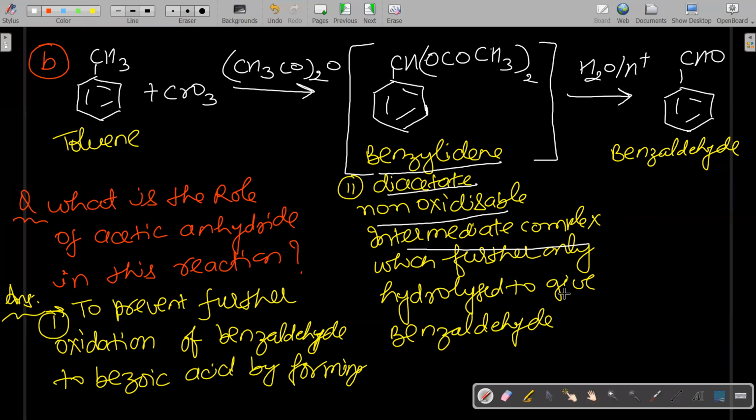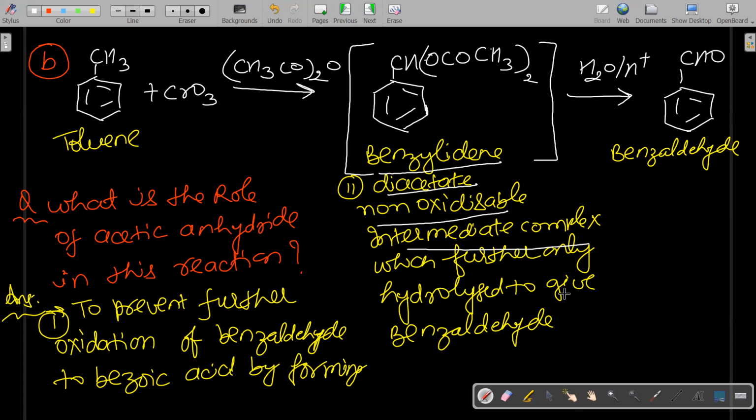Why do we add it? In toluene, when we add CrO3, we also add acetic anhydride. Why? Because this acetic anhydride forms an intermediate complex with toluene, that is the benzylidene diacetate complex, which is non-oxidizable, and which cannot be further oxidized but can only be hydrolyzed to form benzaldehyde. Otherwise, what will happen? If we do not add acetic anhydride, this benzaldehyde further oxidizes into benzoic acid.